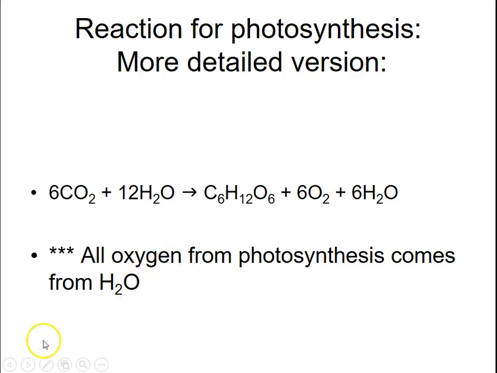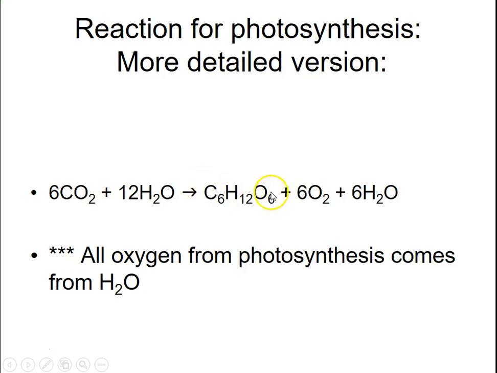So notice right here, all of this oxygen right here, 12 oxygens will end up right here, 6 molecules of oxygen gas. This is the oxygen that's given off as atmospheric oxygen. All of that comes from water, not from carbon dioxide. Now, once we've established that, everything else falls into place.